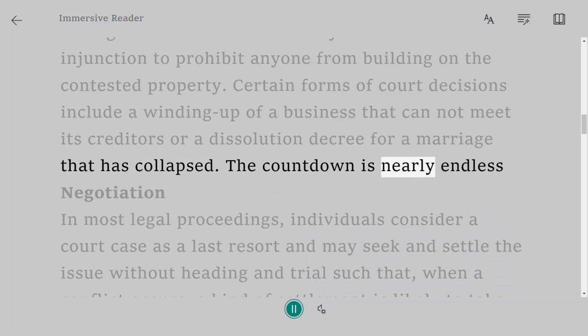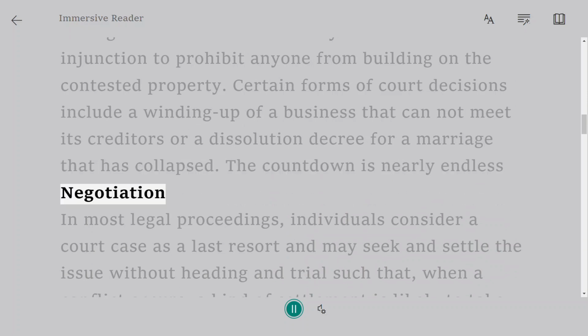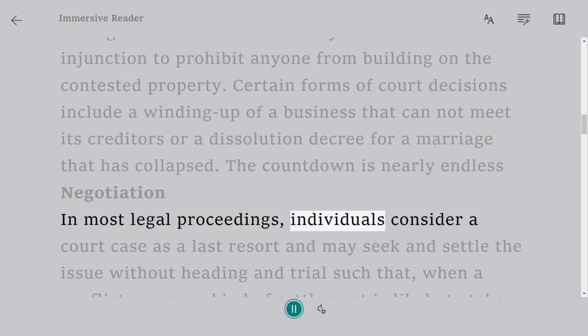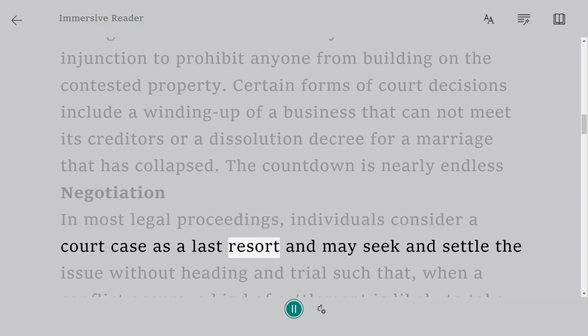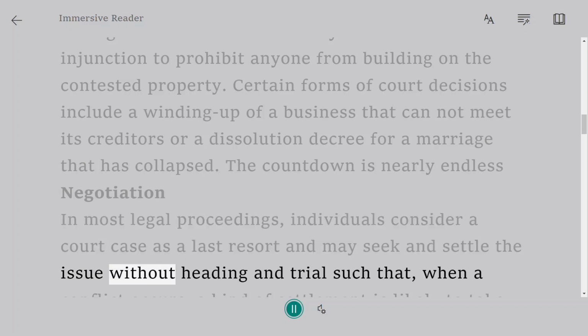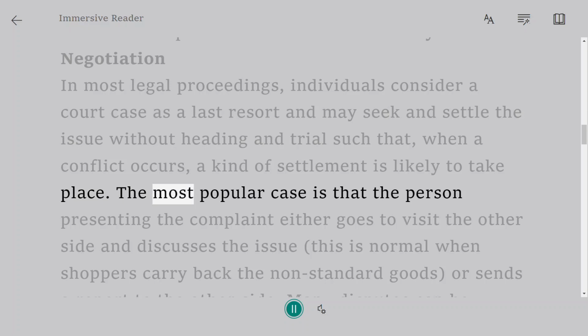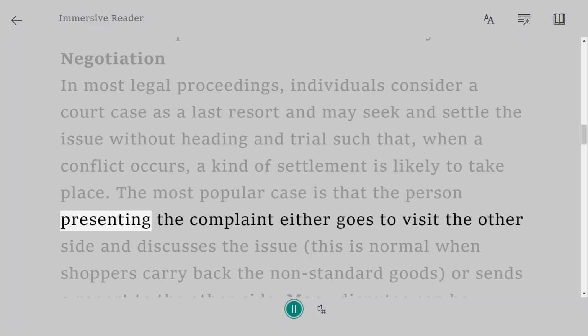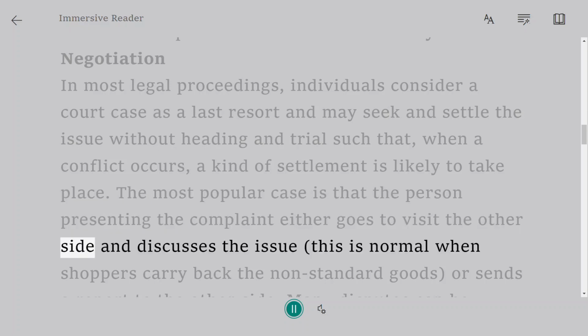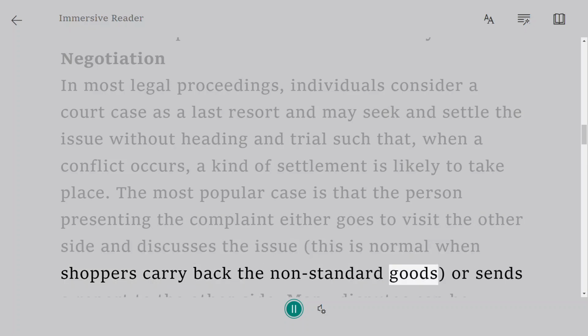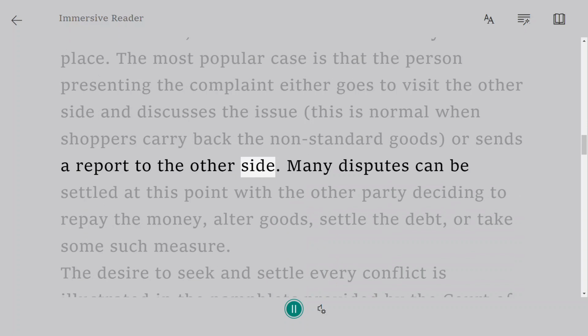The list is nearly endless. Negotiation. In most legal proceedings, individuals consider a court case as a last resort and may seek to settle the issue without heading to trial, such that, when a conflict occurs, a kind of settlement is likely to take place. The most popular case is that the person presenting the complaint either goes to visit the other side and discusses the issue. This is normal when shoppers carry back non-standard goods, or send a report to the other side.